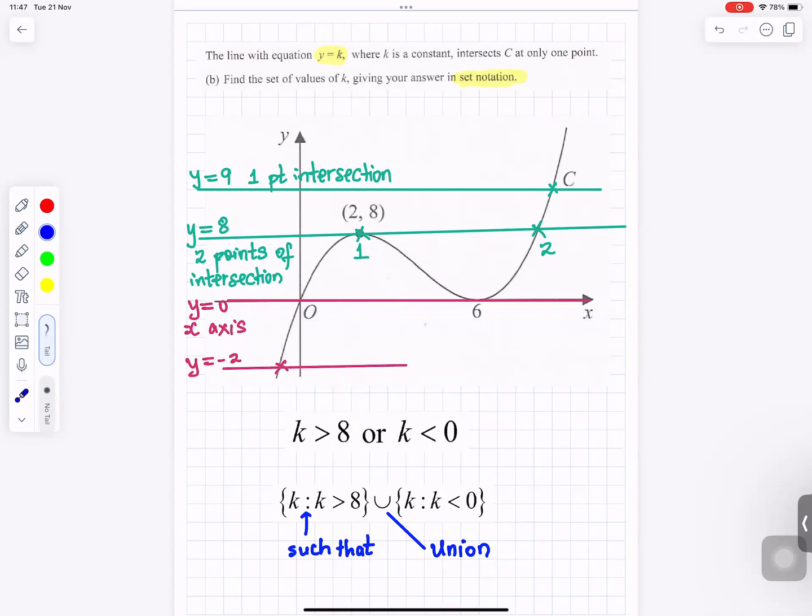And underneath, at this point, it touches at 0 there. There's 2 answers. So if it's less than 0, it touches at only 1 point. Say, for example, y equals -2, it touches at 1 point. So it has to be less than 0. If it's 1, there are 1, 2, 3 points. So k has to be bigger than 8 so that it touches at 1 point. Union, k has to be smaller than 0 so that it touches at only 1 point. So that's how you write it in set notation. You put the curly brackets with the k such that k is bigger than 8. Curly bracket close, union, curly bracket open, k such that k is less than 0, and curly bracket closed.